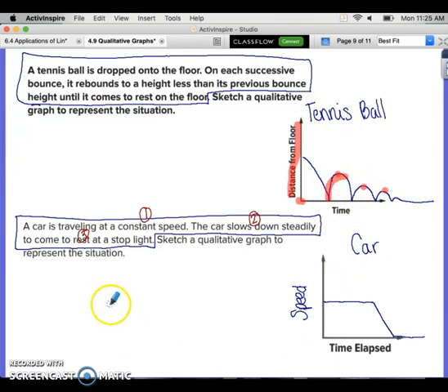Okay, same with here. A car is traveling at a constant rate of speed. So it's going to be a straight, constant speed, sorry. It's going to be a straight line. The car slows down suddenly to come to a rest at a stoplight. So constant speed, and then it gradually stops. Speed, time elapsed.